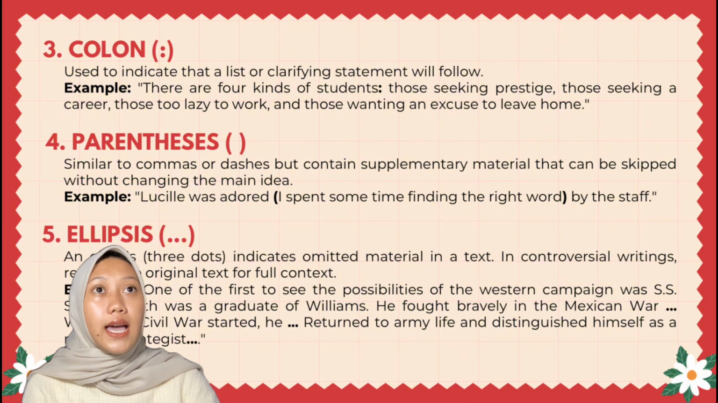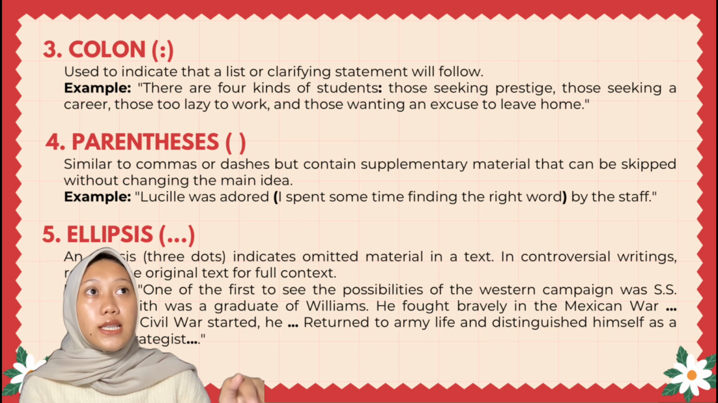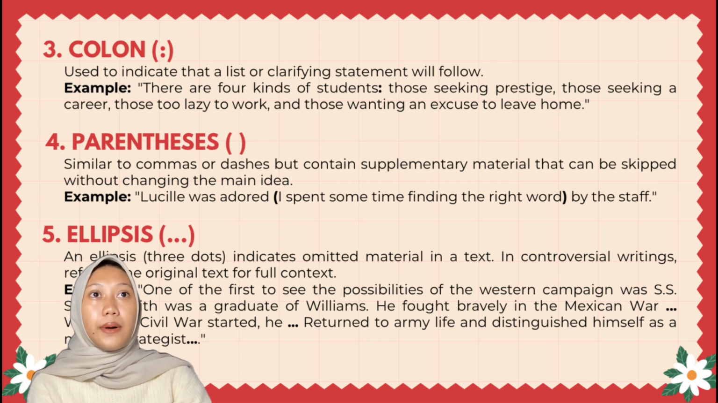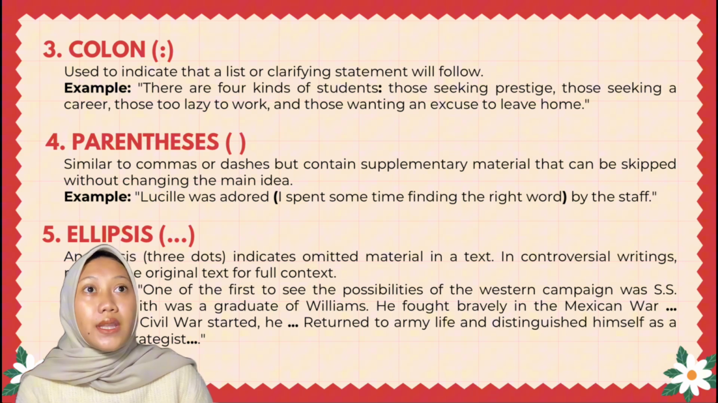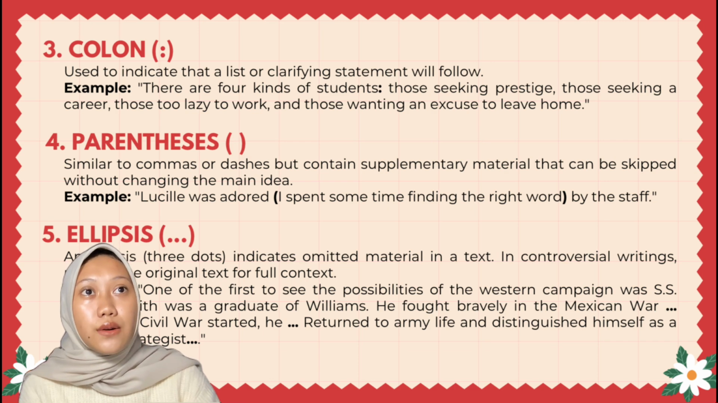And the fifth is ellipsis. An ellipsis, or 3 dots, indicates omitted material in a text. In controversial writings, refer to the original text for full context. Example: one of the first to see the possibilities of the Western campaign was S.S. Smith. Smith was a graduate of Williams. He fought bravely in the Mexican War. When the Civil War started, he returned to army life and distinguished himself as a military strategist.